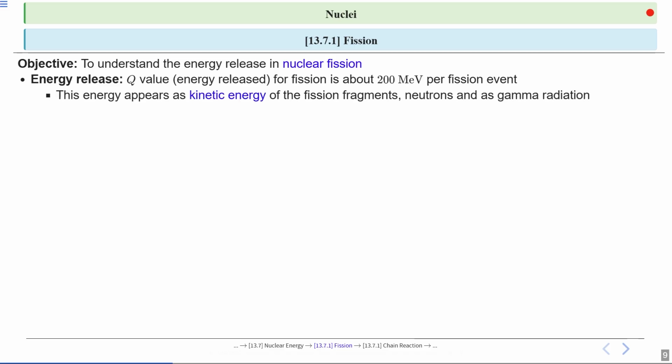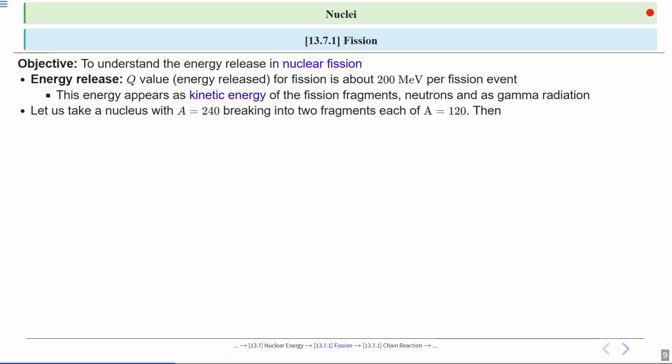This energy doesn't just appear in one form. Most of it shows up as kinetic energy, the motion of fission fragments and the neutrons that are released. Some of the energy is also emitted as gamma radiation, which is a very high energy form of light. So the energy from fission is shared among these different products.